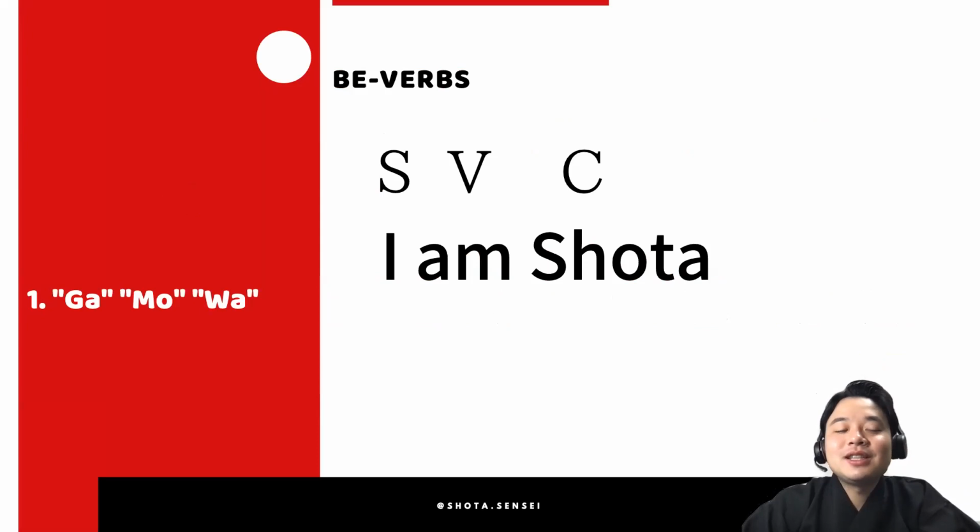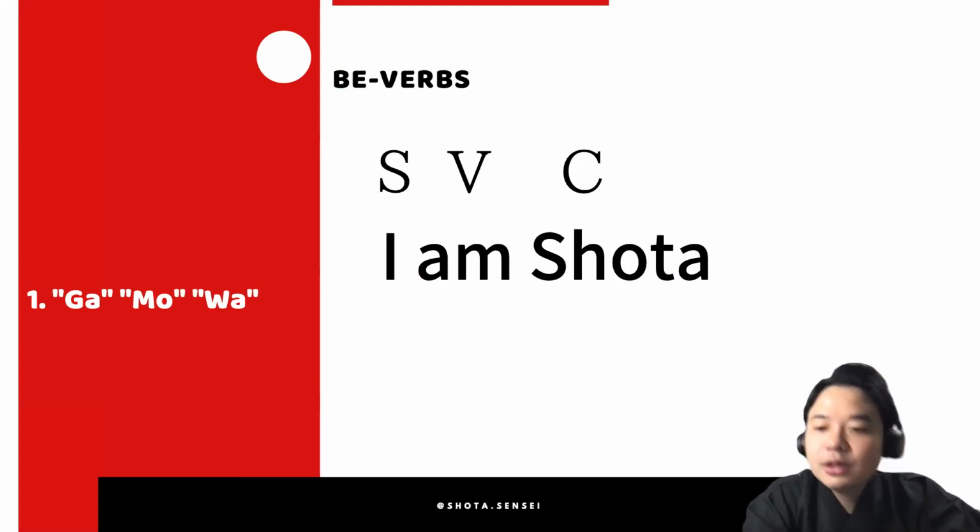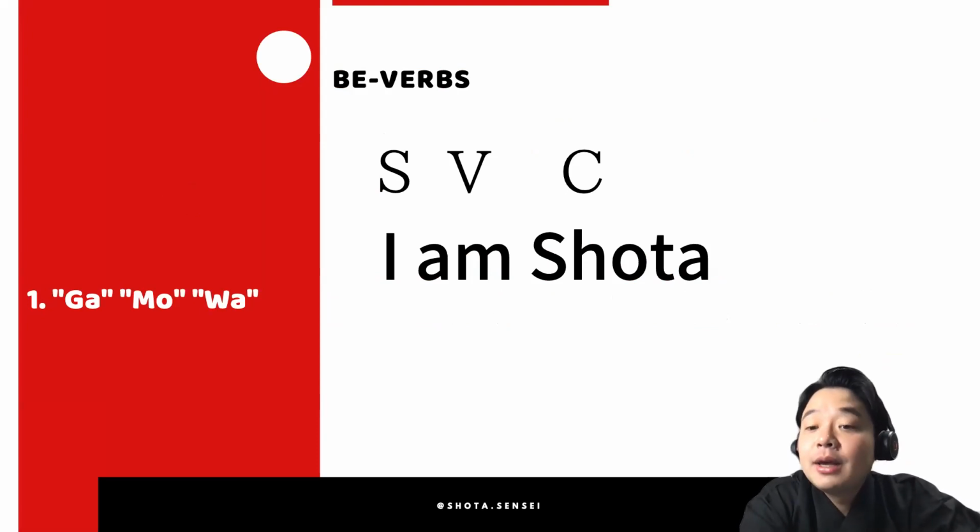All right. So the first, I get a lot of questions. What are the differences among ga, mo, and wa? I want to explain to you guys one by one. First of all, ga, mo, wa are normally used as a be verb. What is a be verb?